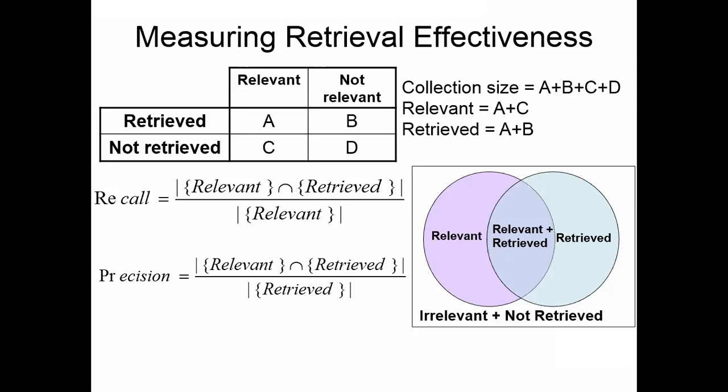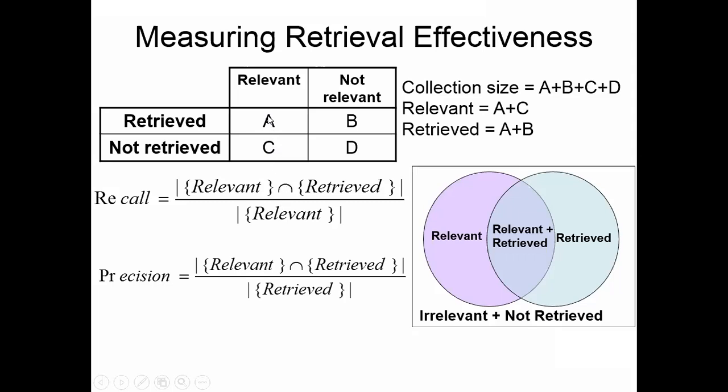Precision measures the preciseness of the system: to what extent the retrieved documents are relevant. So recall measures, out of the relevant documents available in the corpus, how many of them are retrieved. Precision helps you to measure, out of the retrieved ones, how many of them are relevant. So recall is A over all the relevant documents, A plus C.